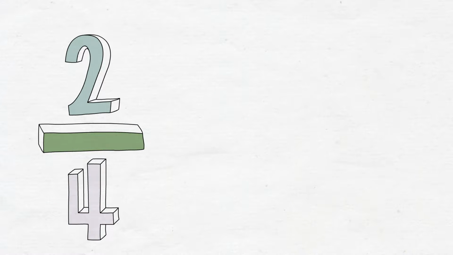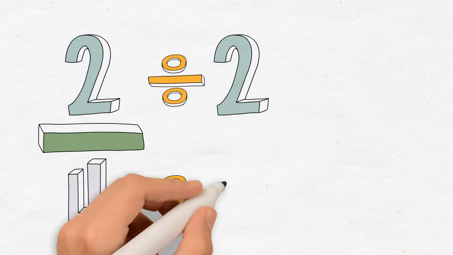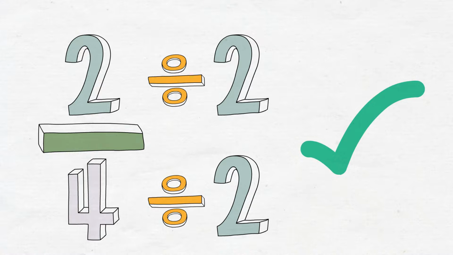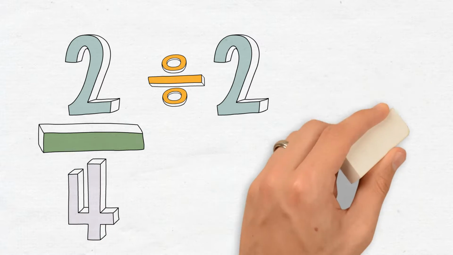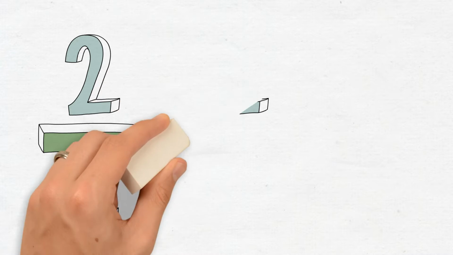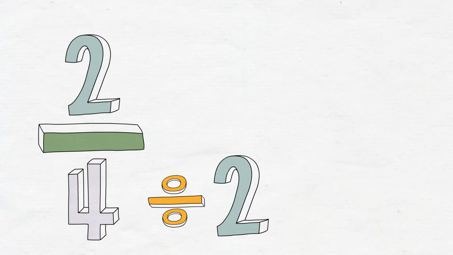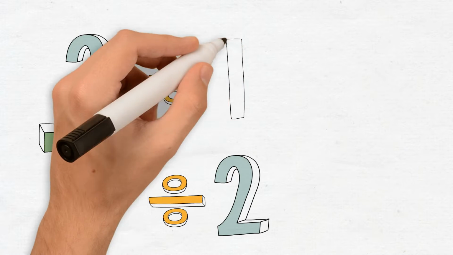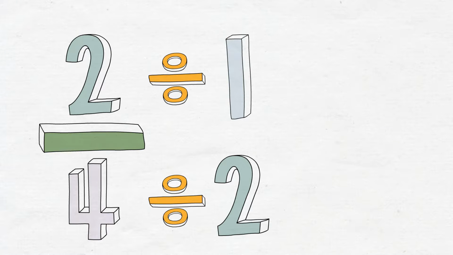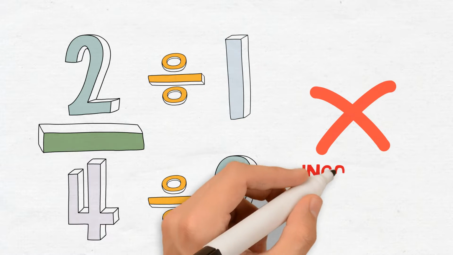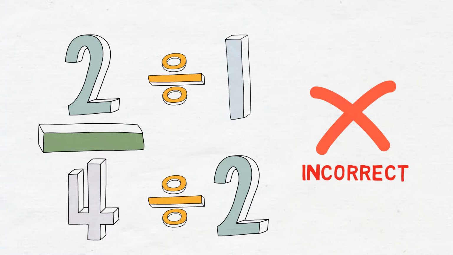A couple things to always remember is that in each step we must divide the numerator and the denominator with the same number. We cannot just divide the numerator without also dividing the denominator, or the denominator without dividing the numerator. We also cannot divide the numerator and the denominator with different numbers. Both of these examples are wrong. You will need to be very careful to not make these mistakes.